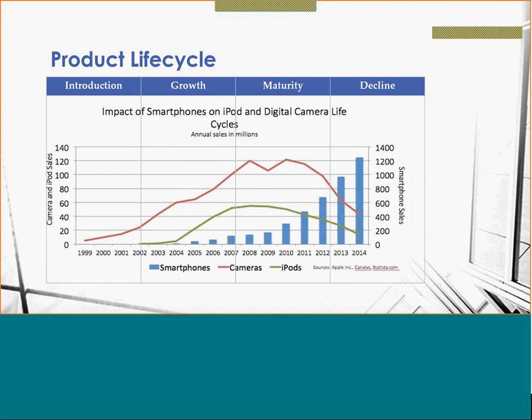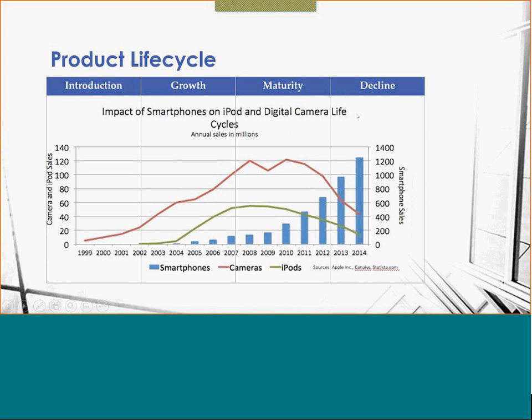Okay. Published by Apple. Introduction phase, growth phase, maturity phase, and decline phase. The impact of smartphones on iPods and digital cameras. Music players, or what Apple phone users call iPods, let you buy music. You don't have a phone, just music, and you can do browsing and all that. You cannot make calls. That's the only difference.